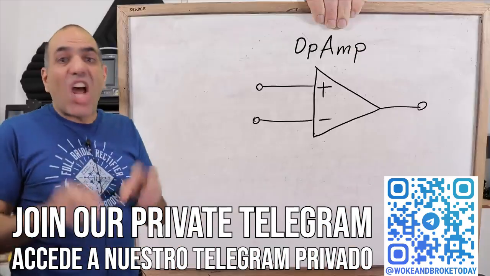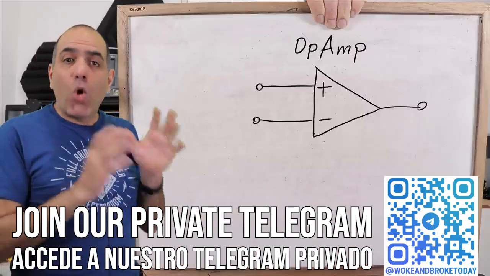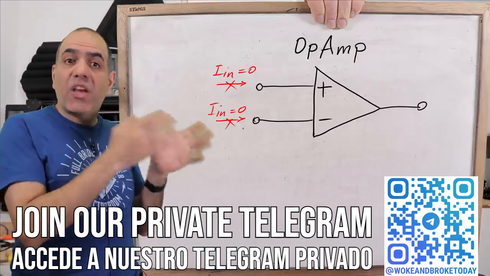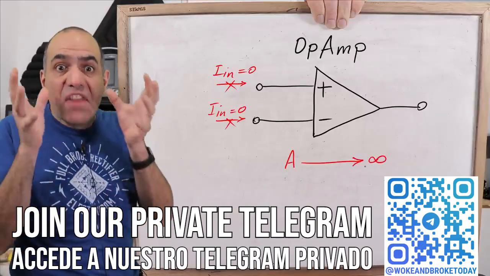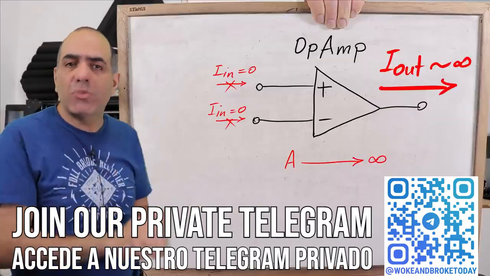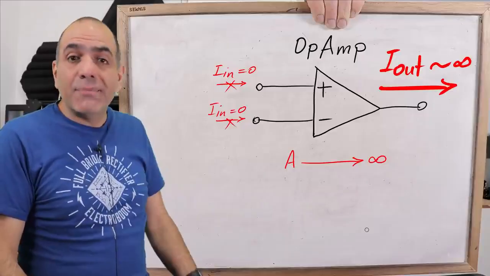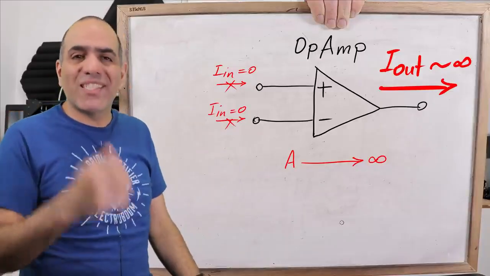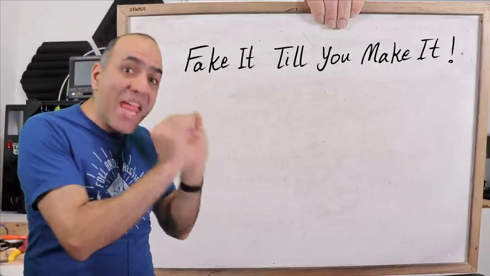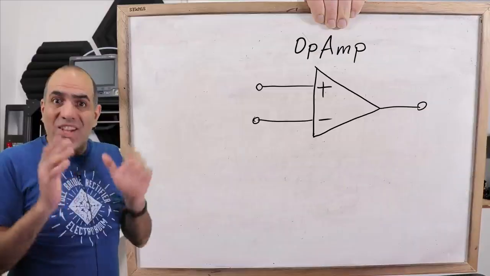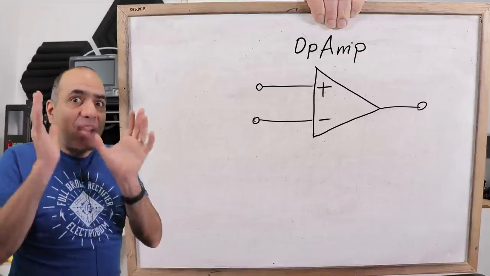So basically, an ideal op-amp is like an open circuit at its input, so it never draws current from the circuit it connects to. It has an infinite gain and you can draw as much current as you want from its output. In reality, none of these are true, but we can work with these assumptions. You know what they say, fake it till you make it, and that's when the reality hits you. That's all. A simple thing with a billion applications.